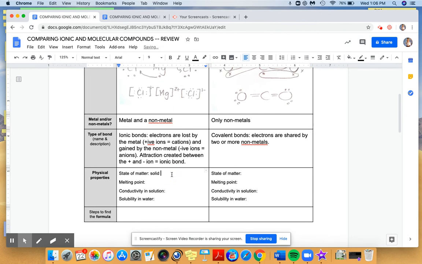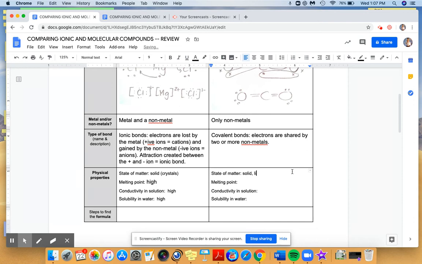So typically, ionic compounds are solids, and we also mentioned that they form crystal structures, meaning a very regular pattern of positive and negative ions. They have a high melting point. They have high conductivity when they're dissolved in water and try and conduct electricity. And they have high solubility in water, very easily dissolved in water.